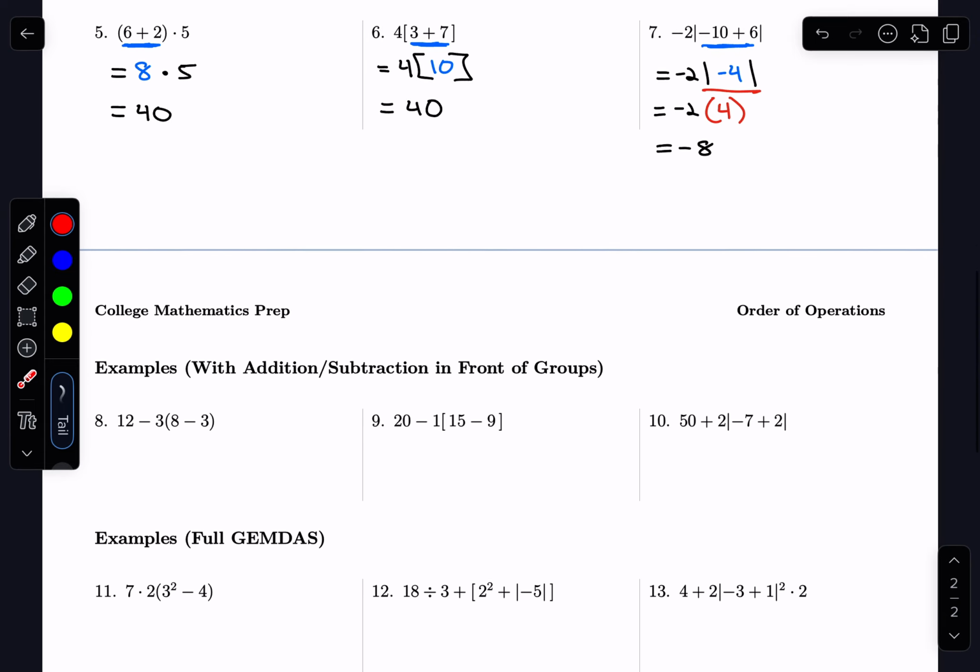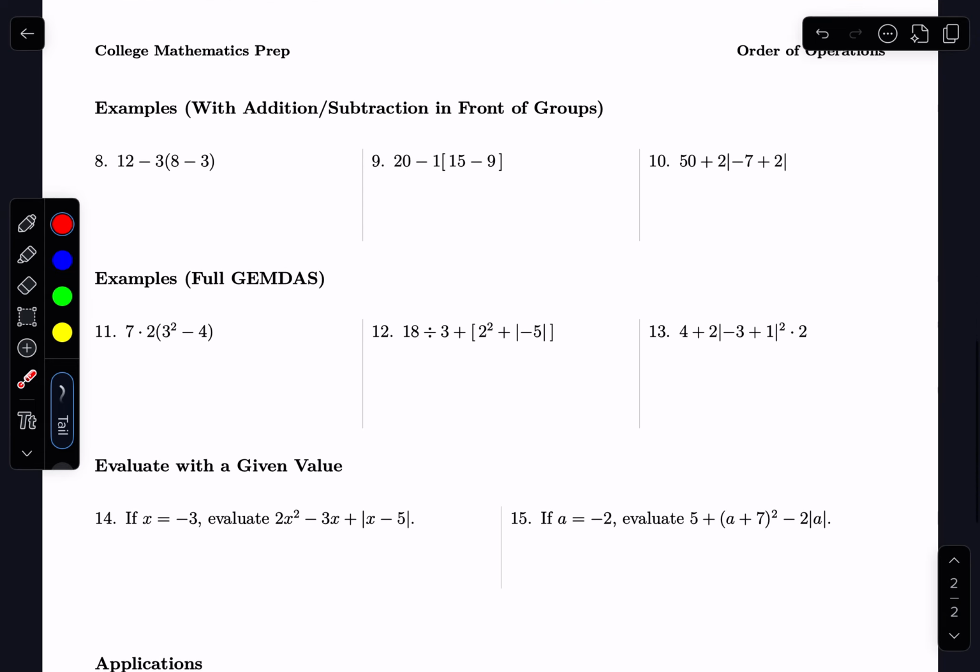All right, now we're going to add some layers to this. Number 8, we have 12 minus 3, and in parentheses 8 minus 3. Most students mess up by doing this 12 minus 3 right here and saying that there is a 9 in front. That is not correct. We need to instead focus on grouping symbols first. So in parentheses here, we have 8 minus 3. I'm going to turn that into 5.